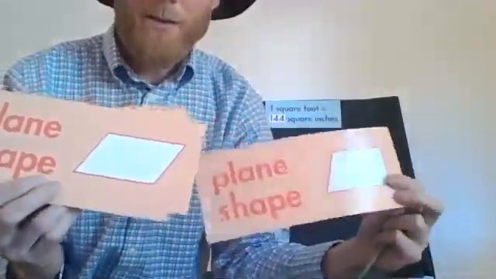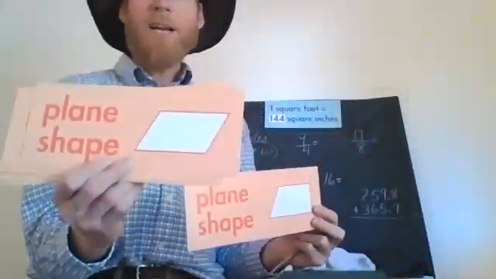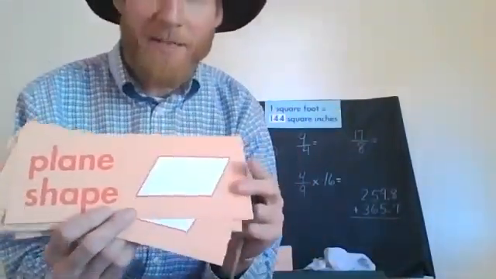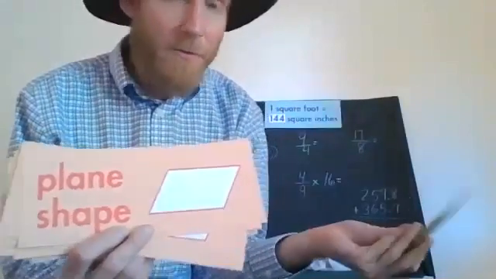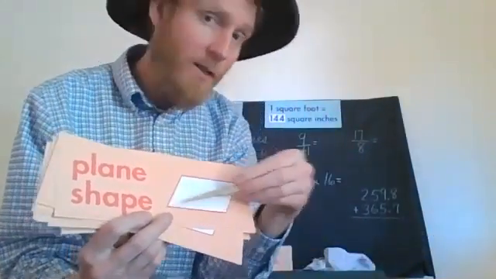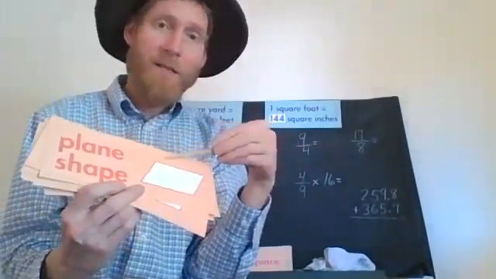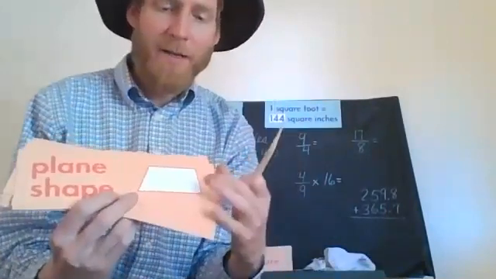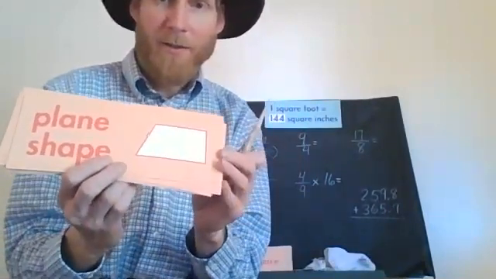Trapezoid. Parallelogram just has two, it has four sides, but only two different lengths. These two are the same, and these two are the same. These two are the same, and these two are the same. Whereas a trapezoid, let's look.